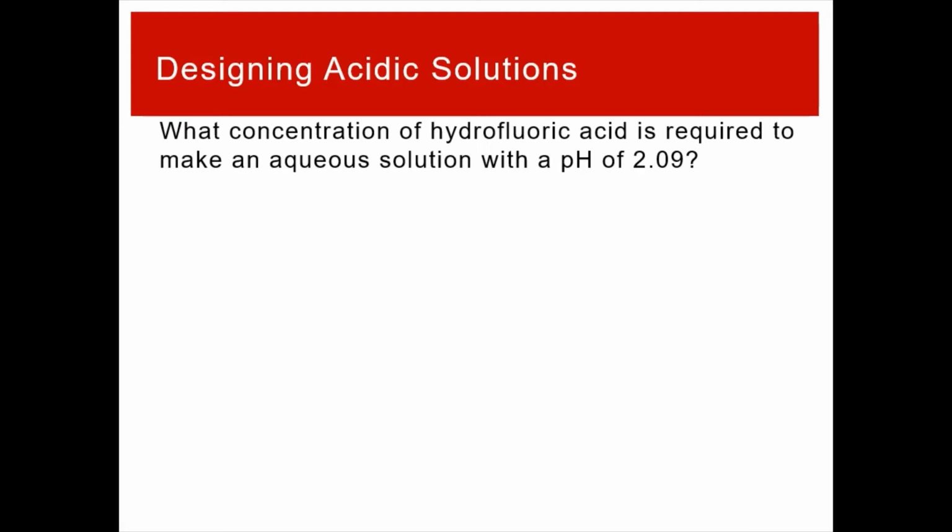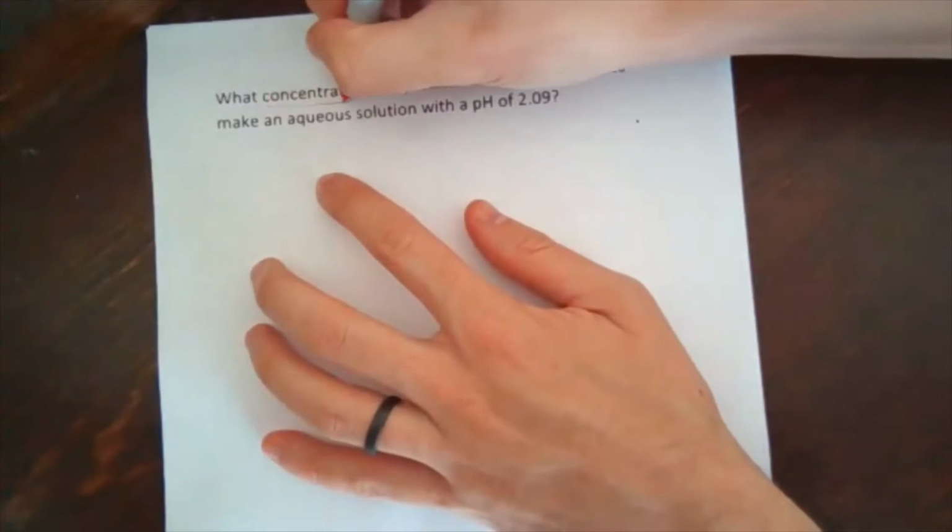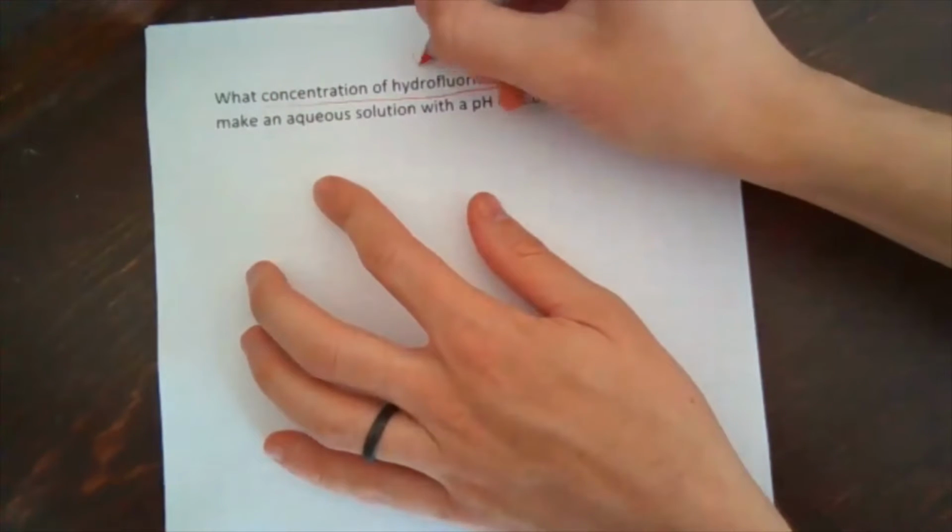Let's do an example. What concentration of hydrofluoric acid is required to make an aqueous solution with a pH of 2.09? So I know what acid I'm going to use, and I know what I want the pH to be. What concentration of acid do I need to start out my solution with?